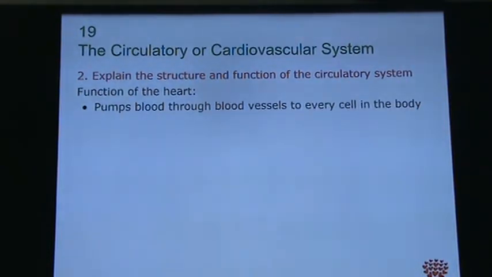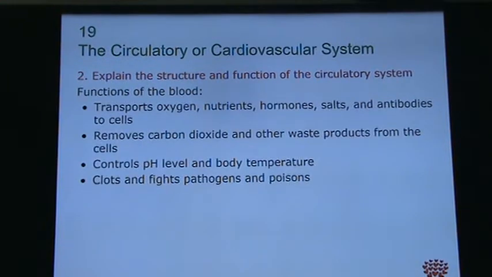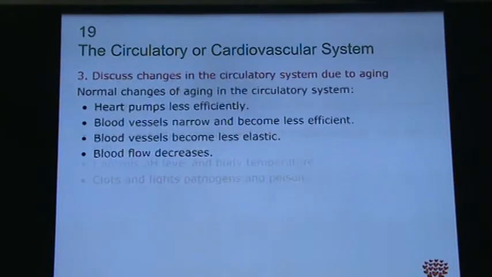Again, function of the heart: pumps blood throughout the body. Function of the blood now: transports oxygen, nutrients, hormones, antibodies, removes carbon dioxide from the cells, controls pH level and body temperature, clots, and fights pathogens as well.